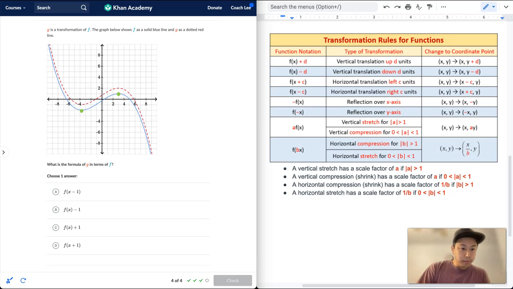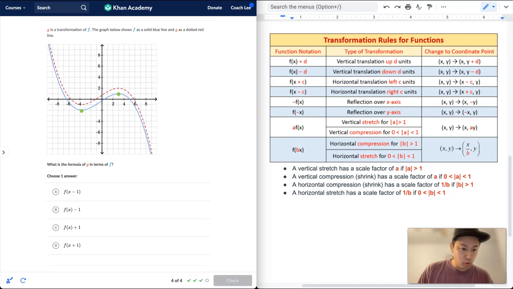So let's see what option A gives us. F of x minus 1. F of x minus 1, you're inside the function, right? Keep checking your chart if you need to. That should be a translation to the right one. Okay, so that means each of these would go right 1. That's definitely not what we want. Okay, G is not even close to those new points.